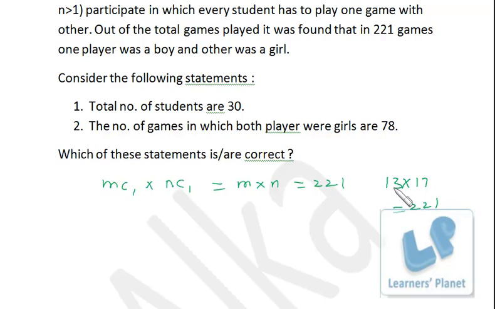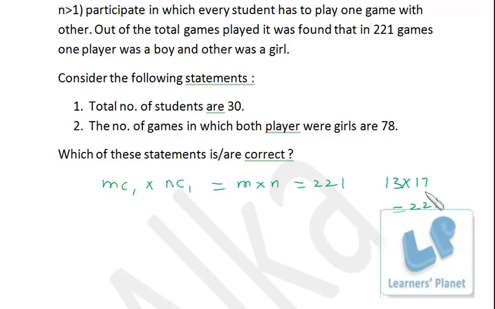Now out of them, which one is M and which one is N? We do not get any other combination from where we get multiplication as 221. Since 13 and 17 are both prime numbers, you cannot get any other factors of 221. The only other option is 1 into 221, but both boys and girls are more than one, that's already given. So we are left with just one combination.